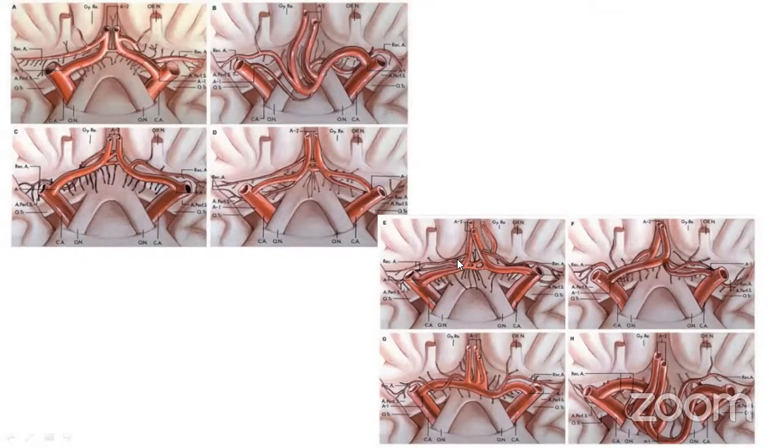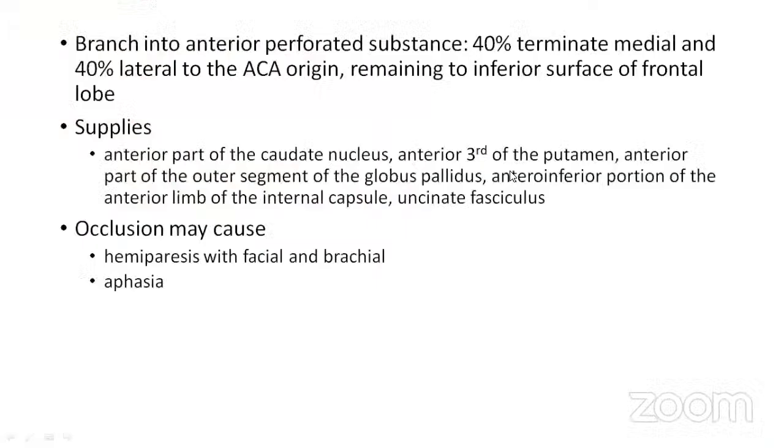Here you can see that there are multiple recurrent arteries arising. This one arises just from the A1, while this one arises from just above the junction of the ACOM and A2. It branches into the anterior perforated system; 40% terminate medial and 40% lateral to the ACA origin, the remaining to the inferior surface of the frontal lobes.